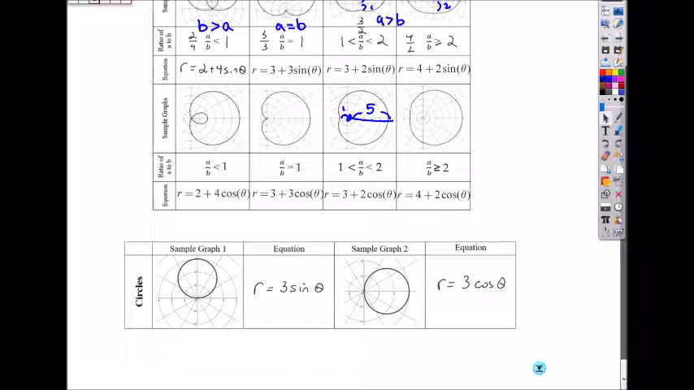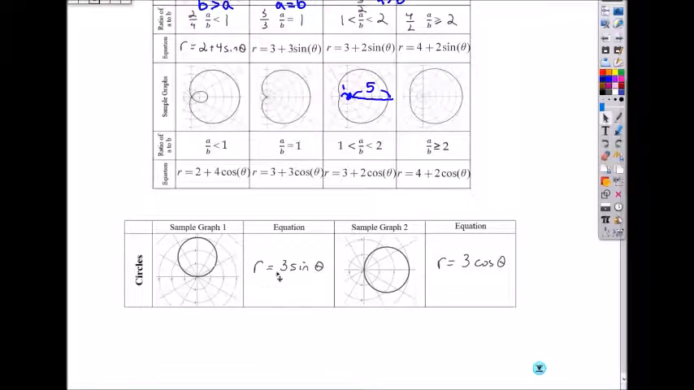What about circles? Circles will be r equals a sine theta. A is the radius of the circle, and if it's sine, it's going to be on the y-axis, or pi over 2 axis. And if it's negative, then it goes to the other side of the pole. Cosine is symmetrical on the polar axis, so it's on the positive x-axis. And again, 3 is the radius. r equals 3 cosine theta is how it will look, and it's on the x-axis.